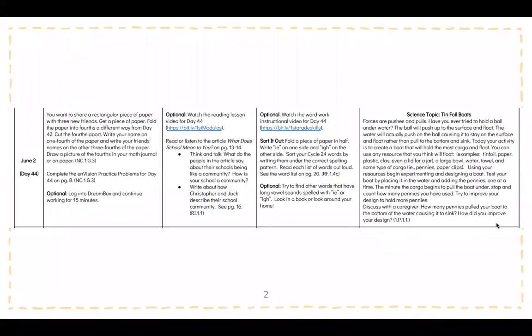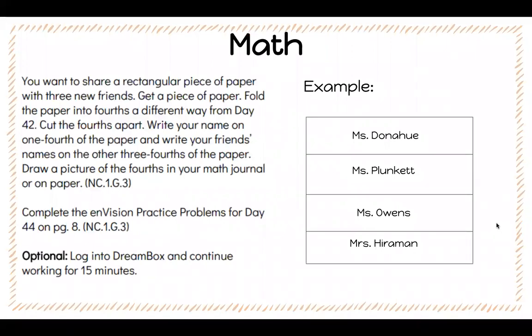All right, so we're going to go over day 44 math. You want to share a rectangular piece of paper with 3 new friends. Get a piece of paper, fold the paper into fourths a different way from day 42. Cut the fourths apart, write your name on 1/4 of the paper, and write your friends' names on the other 3/4 of the paper. Draw a picture of the fourths in your math journal or on a paper.